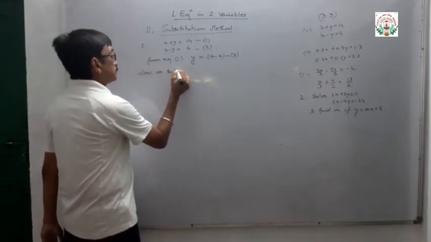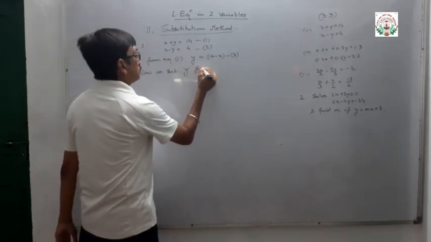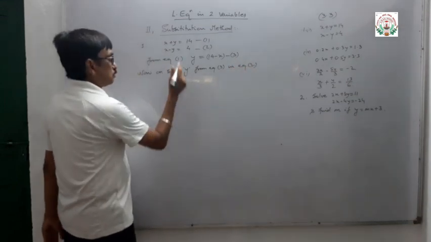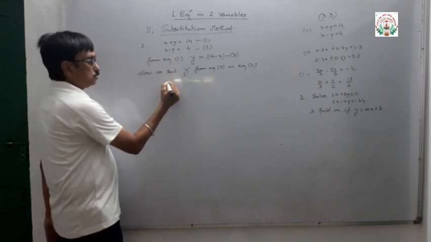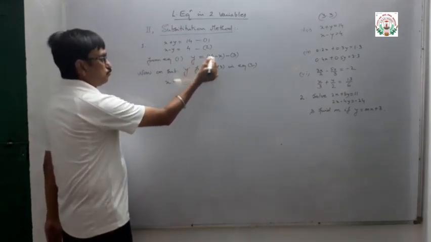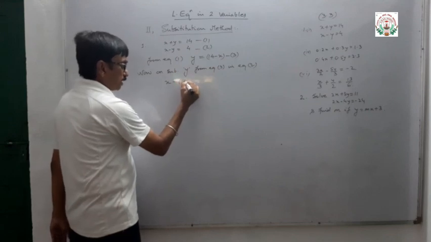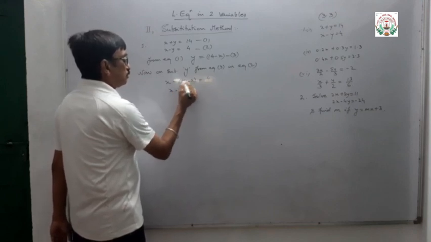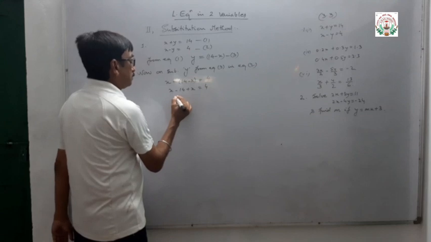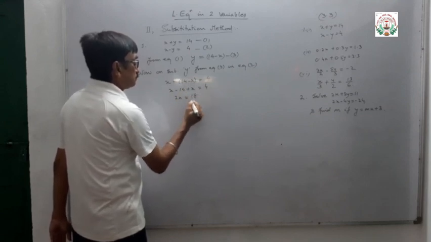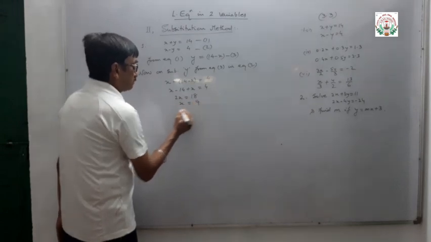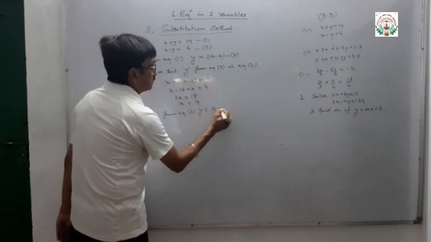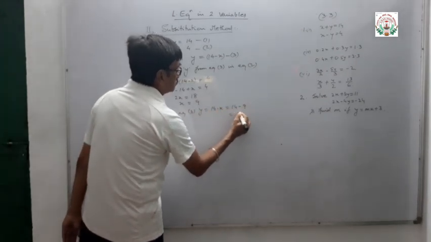On substituting y from equation 3 in equation number 2. So our equation number 2 is x minus y equals 4. The value of y is 14 minus x, so we put brackets: x minus (14 minus x) equals 4, x minus 14. Now the sign will change, plus x equals 4. 2x equals 4 plus 14, 18. x equals 9. Now from equation number 3, y equals 14 minus x, which gives us 14 minus 9 equals 5.